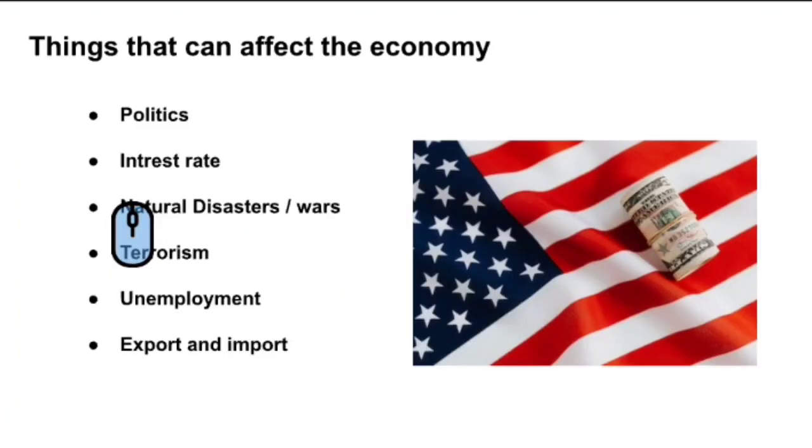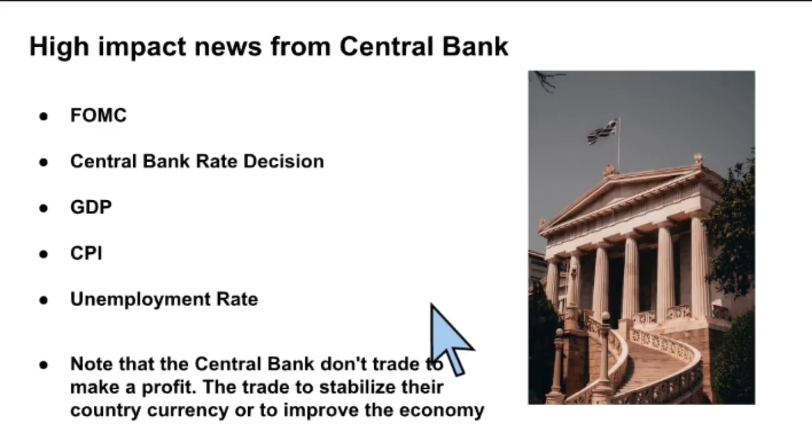Now, things that can affect the economy, like we said: politics, interest rate, natural disaster, terrorism, unemployment, exports. All these things affect the economy, affect the currency. Now, you want to watch out for this high impact news: CPI, the GDP, the central bank rate decision, the FOMC, the unemployment rates. And one thing you want to note is that the central bank does not trade to make a profit. They have different reasons for what they do in the financial market. One of the reasons is that they can trade to stabilize the country's currency or to improve the economy. And most of these news are news releases from the central bank.